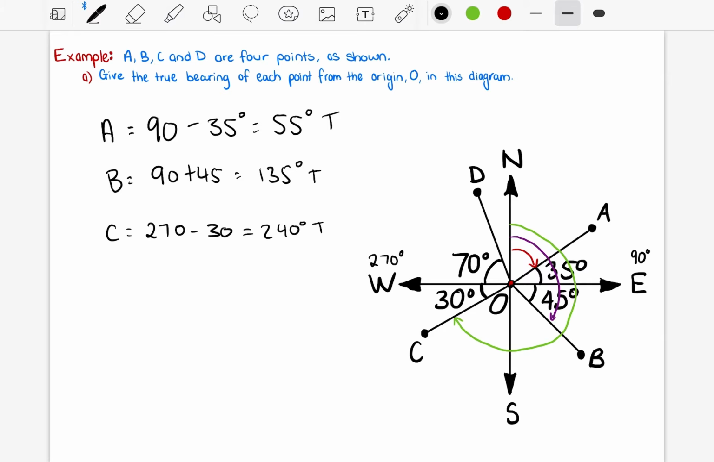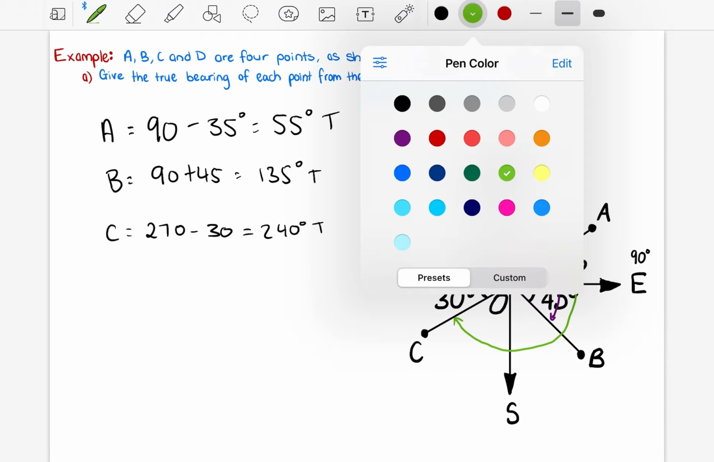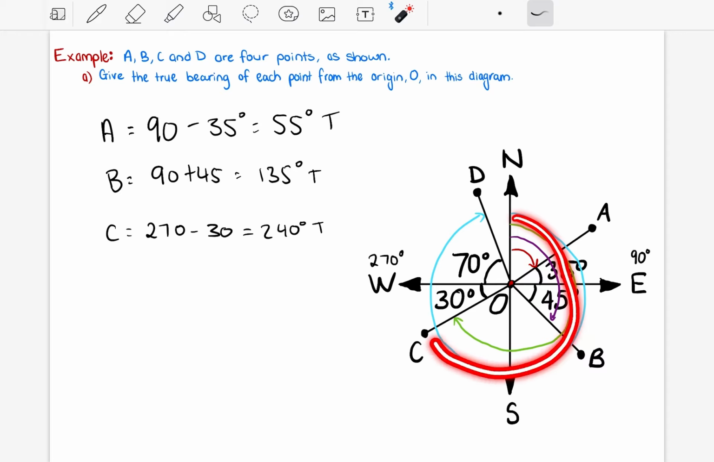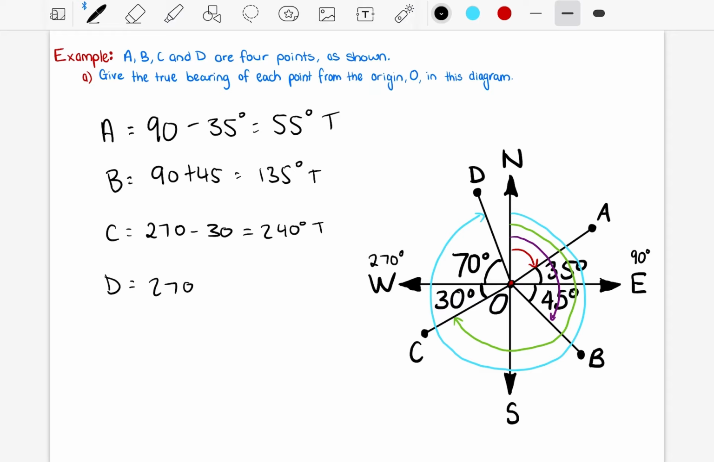Okay, so now we've done the first three. Let's do our last one before my Apple Pencil dies on me. Our last one is going all the way around, and we're going up to D. If you look at this one here, we've done a full 270, and then it's told us we've done an extra 70 degrees. So all we're going to do is go 270 plus that 70, and that's going to give me 340 degrees true.